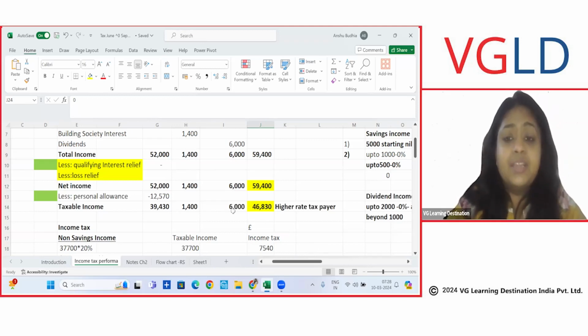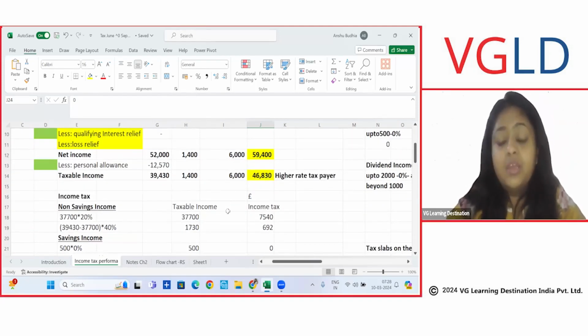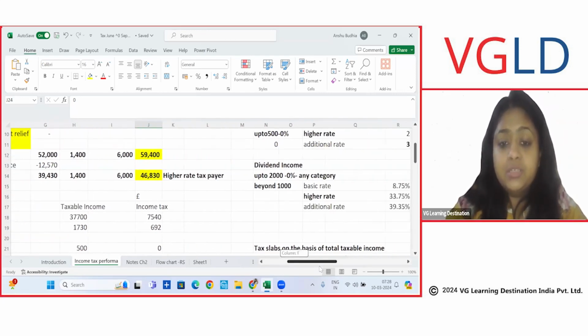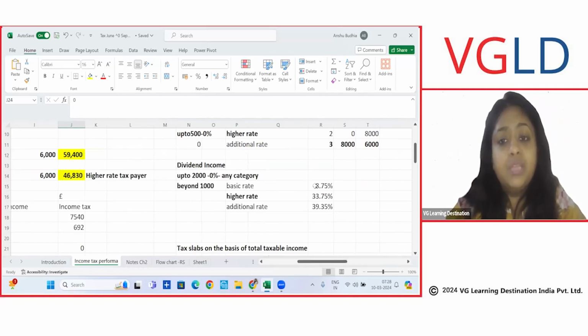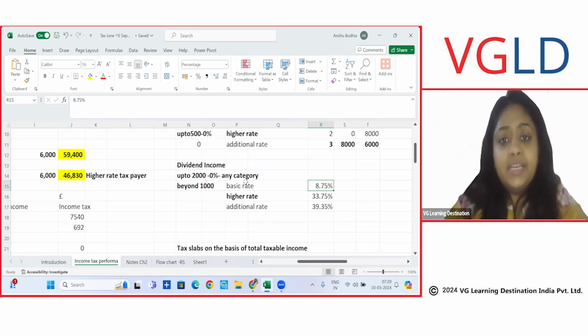Now, for the tax rates to apply, we need to see in which rate band he currently is. We know that this taxpayer is in the higher rate band. So you will go to the dividend income rates. For the basic rate band, the tax rate is 8.75%. For the higher rate band, it is 33.75%, and for the additional rate band, it is 39.35%.